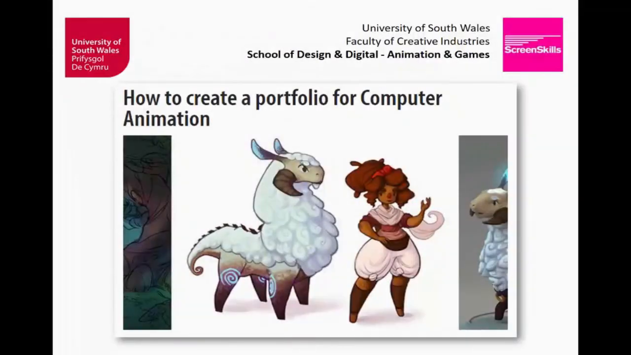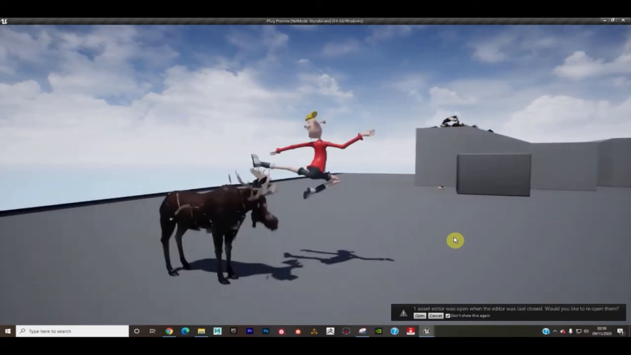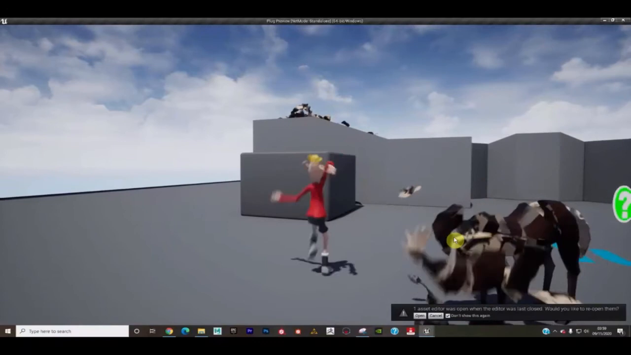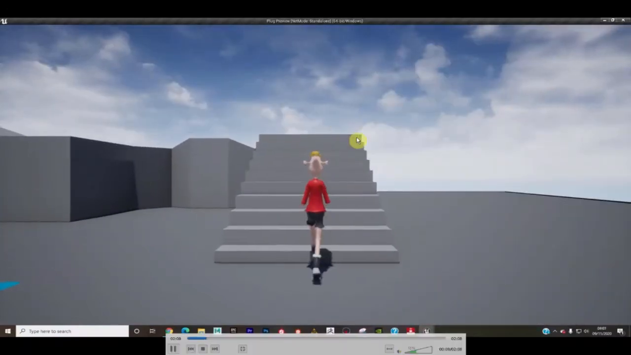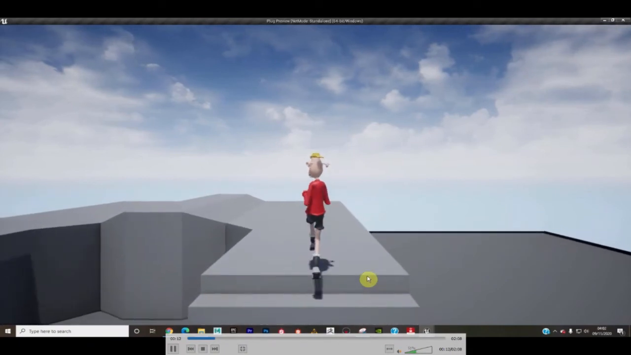Then we get this working in the game engine. We use Unreal Engine for this, which is widely used in industry now. That is what runs Fortnite by Epic. So this is Unreal Engine. This student is deciding to just use the default environment, and that's absolutely fine. In fact, we encourage that.